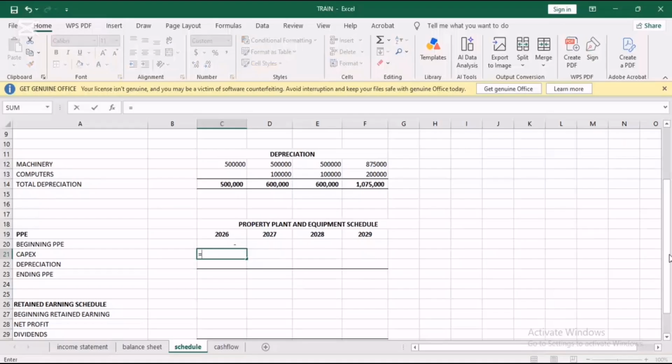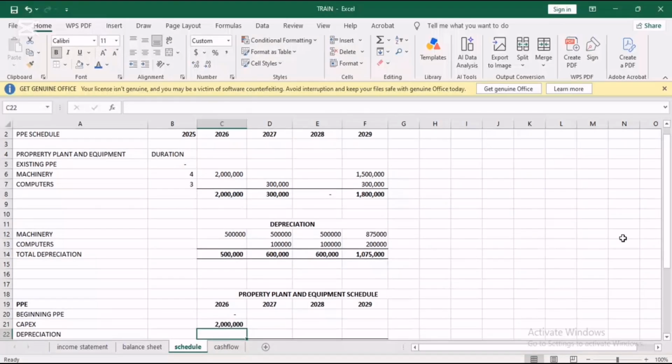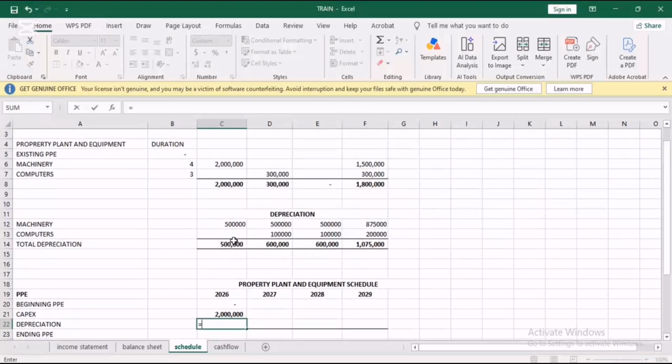So let's head up, hit equal to, then select this offset, right up. Then for the depreciation for this particular year 2026, I hit equal to. So here's the depreciation. I hit enter. So it's an expense, so I have to make it negative. So I add minus to it.